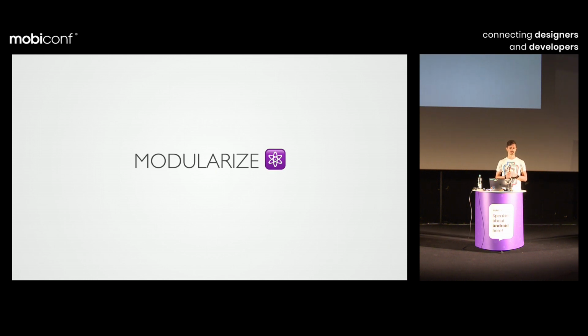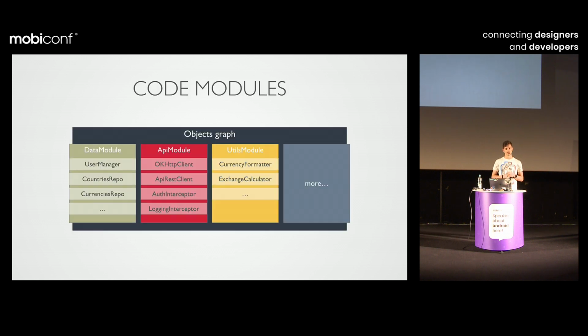And what else you can do to make your coding more convenient? You can split it into modules. So when you start working with a dependency injection framework like Dagger, you will bundle dependencies into some modules. And very often, at the beginning, we build modules which are split by class responsibilities. So, for example, we have a data module with all classes connected to working with data, and the API module, and there is, of course, a utils module for everything else that doesn't fit into other modules.